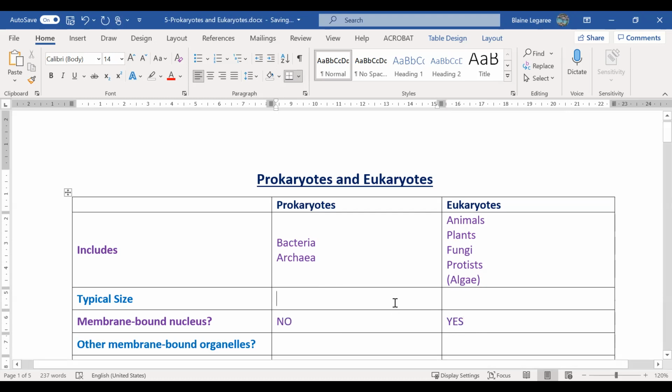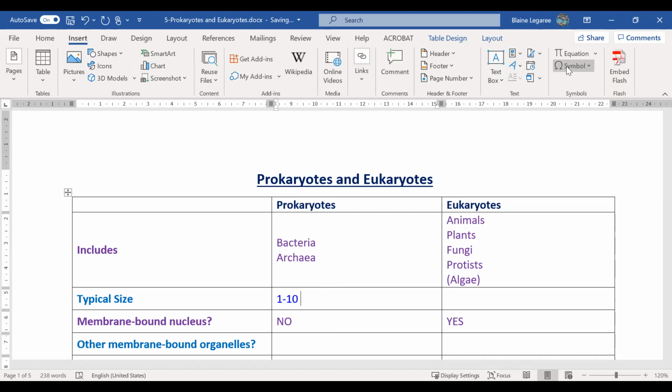And the other one is size, which is something we talked about before. So prokaryotes' typical size is maybe 1 to 10 micrometers. I'm going to insert the special symbol for micro. And it's right there, and that's a micrometer. So that is 0.001 to 0.010 millimeters if you need the conversion. And a micrometer is a 1,000th of a millimeter.